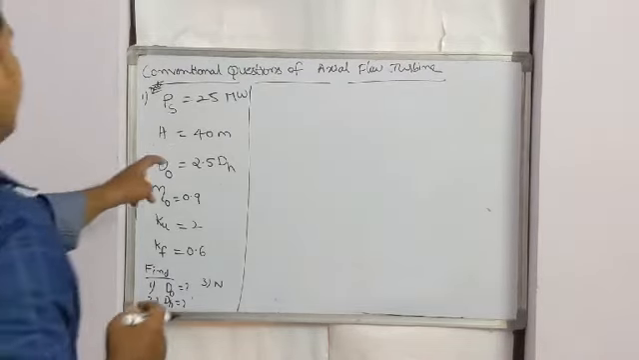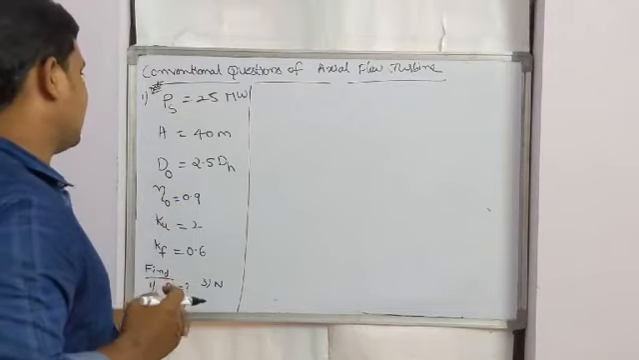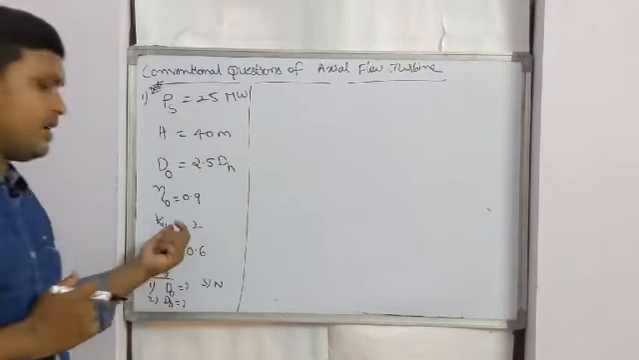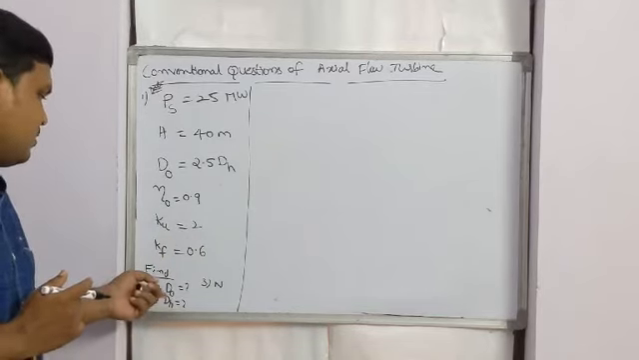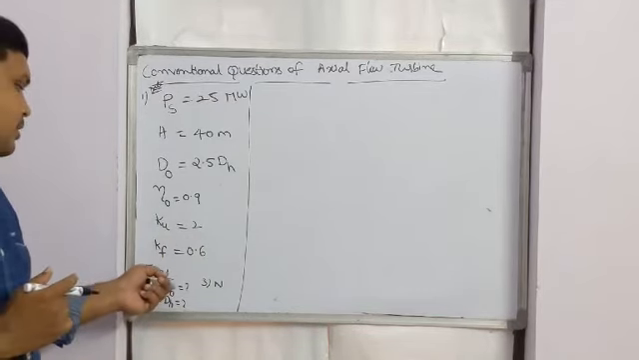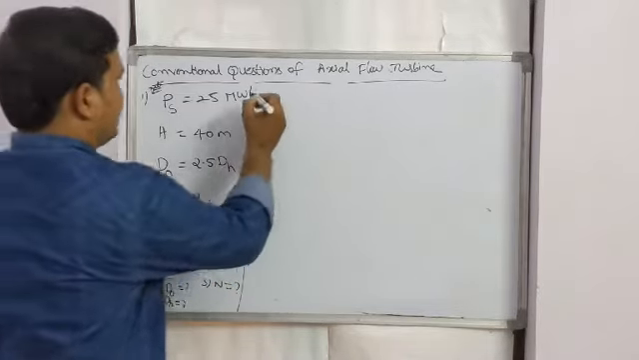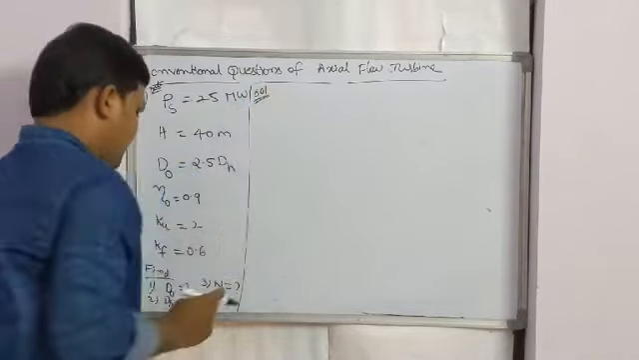So shaft power is given, head is given, the outer diameter and hub diameter relation is given, overall efficiency is given, speed ratio and flow ratio are given. They want to find out the tip diameter, which is nothing but the outer diameter, the hub diameter, and the speed. So coming to the solution.